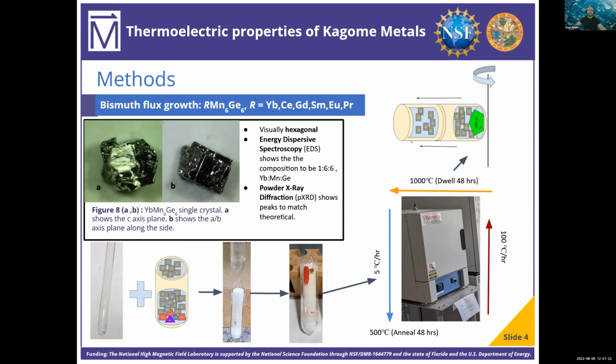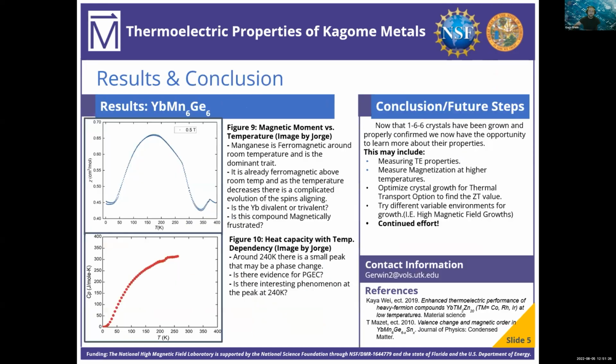After which we centrifuged it to remove all the molten flux away from the crystal. After which we have a crystal. Now we can measure its physical properties. One of these physical properties that we measure would be magnetic moment versus temperature. And we can see that there is a complicated evolution of spins lining up. As you can see, at high temperatures the spins are very erratic. They're not aligned at all. But as you decrease the temperature, it starts to increase and it becomes ferromagnetic, being ordered.